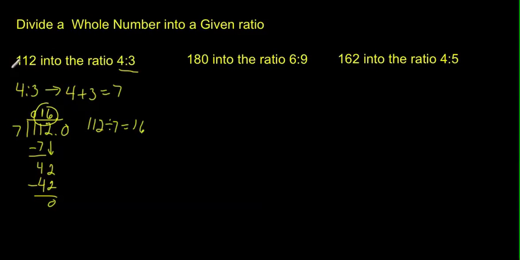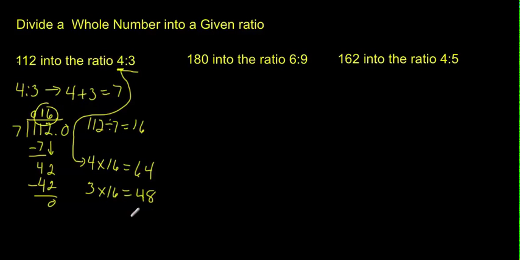Now to get this broken up into the ratio, we need to say 4 times 16, that's this 4 here, and 3 times 16. 4 times 16 is 64, and 3 times 16 is 48. So 112 broken up into the ratio 4 to 3 is going to be 64 to 48.